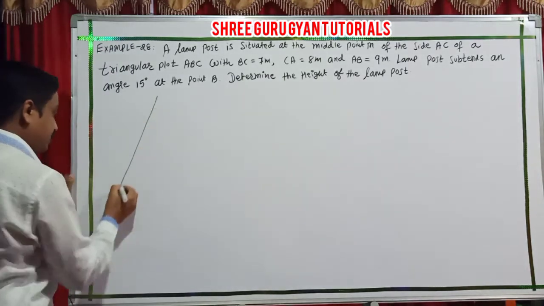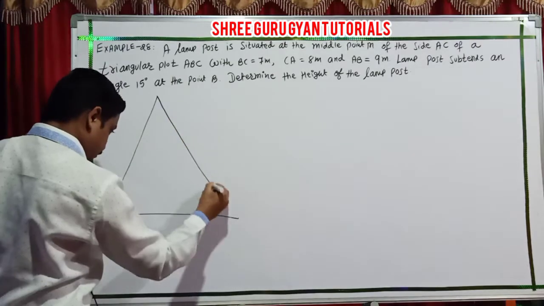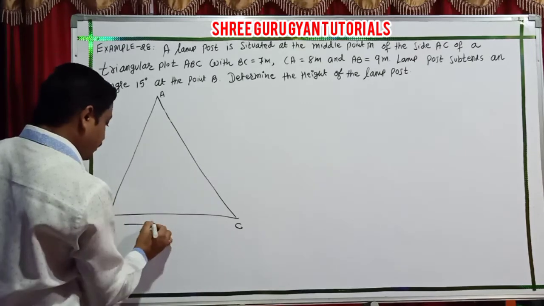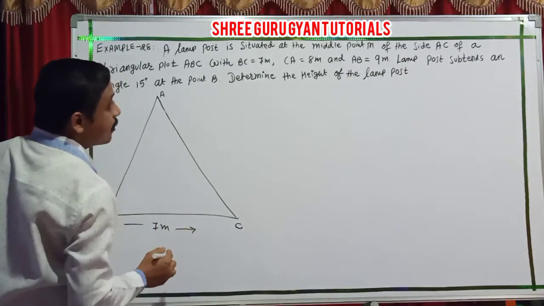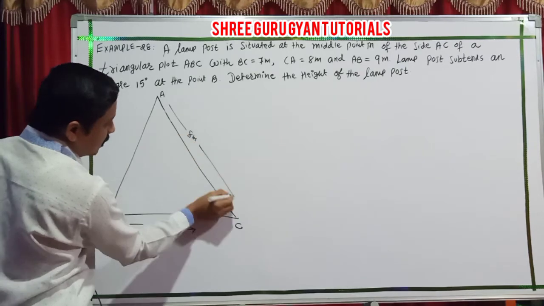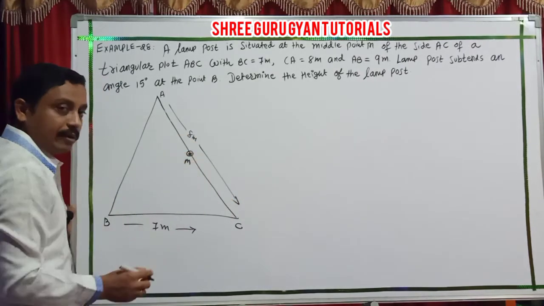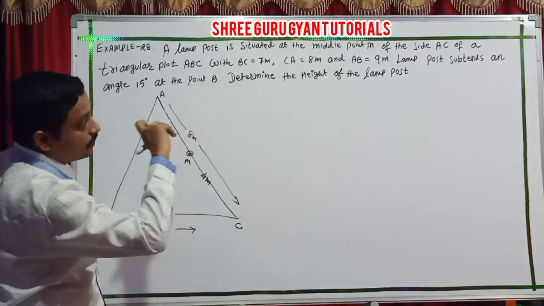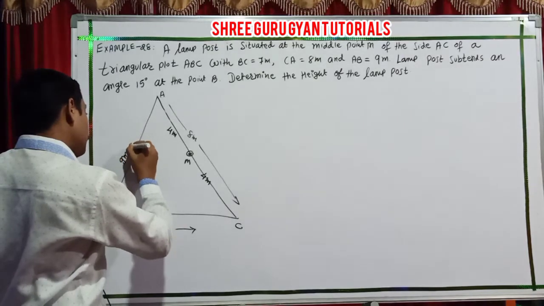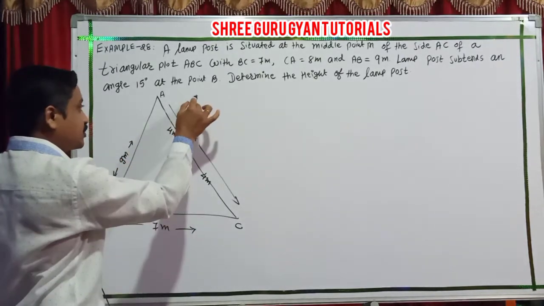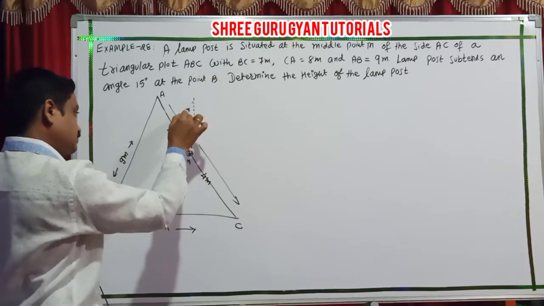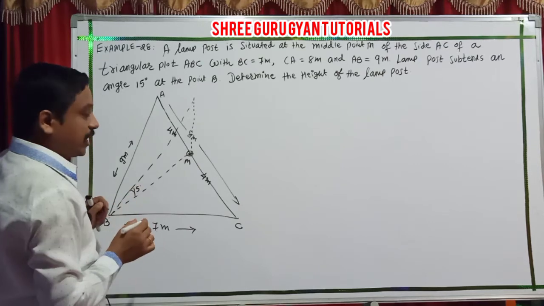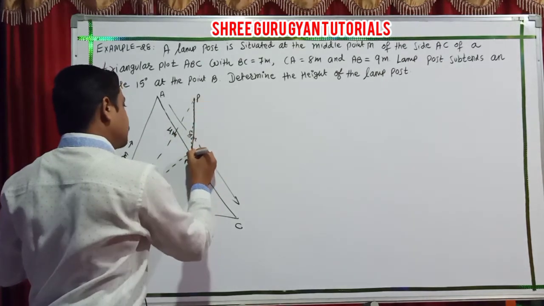Students, here first of all I draw our triangle A, B, C. I have BC given 7 meter, CA given 8 meter, but at the end, one midpoint is given. So definitely it is 4 meter and 4 meter. And AB is 9 meter. Now here one lamppost is given, situated at the midpoint, which subtends 15 degrees at point B. And this PM is your lamppost.